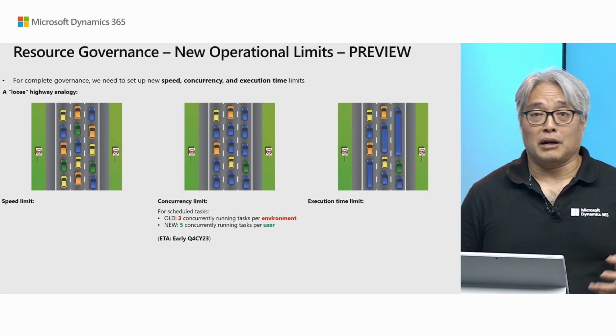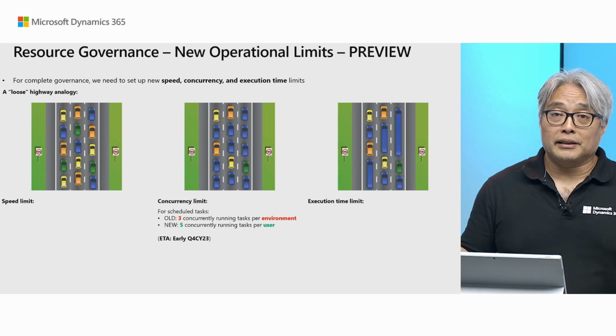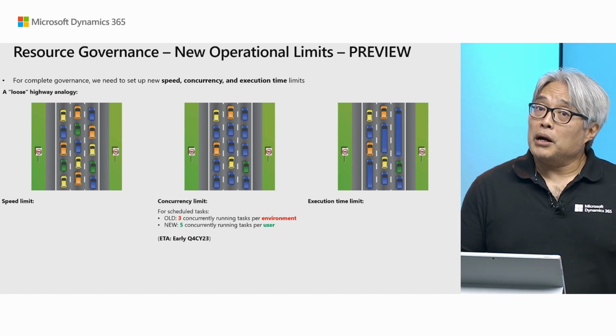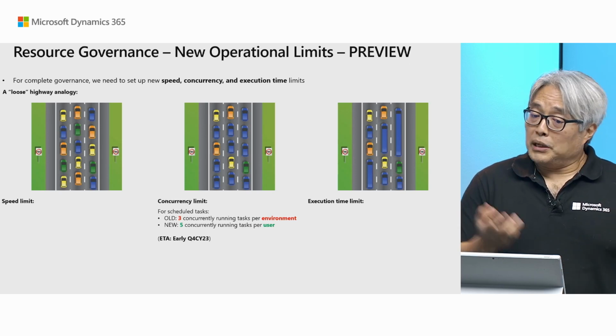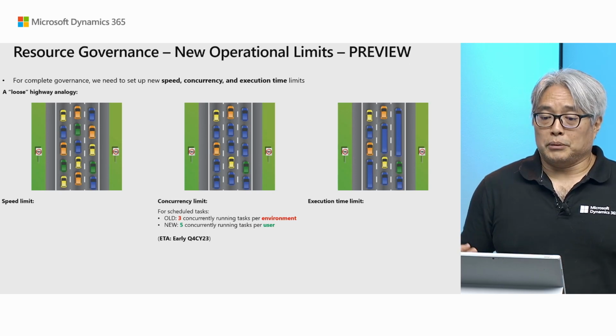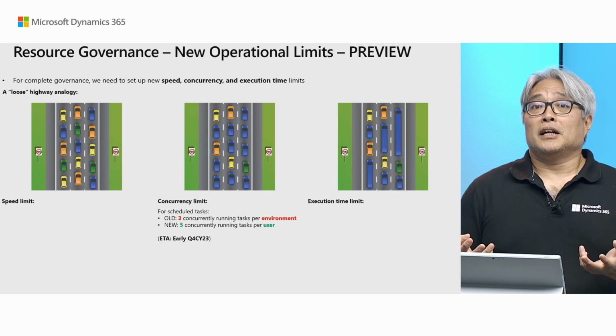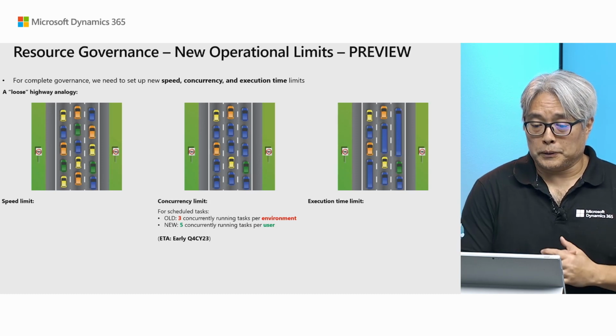If you have, for example, 2 users, you can run 10 scheduled tasks in parallel. Or if you have 3 users, you can run 15 tasks in parallel. Previously, you could only run 3 per environment. So this is a huge increase in the throughput for your workload, okay?